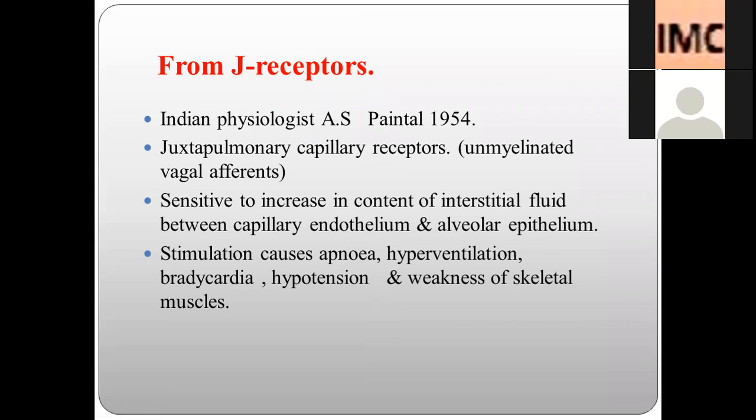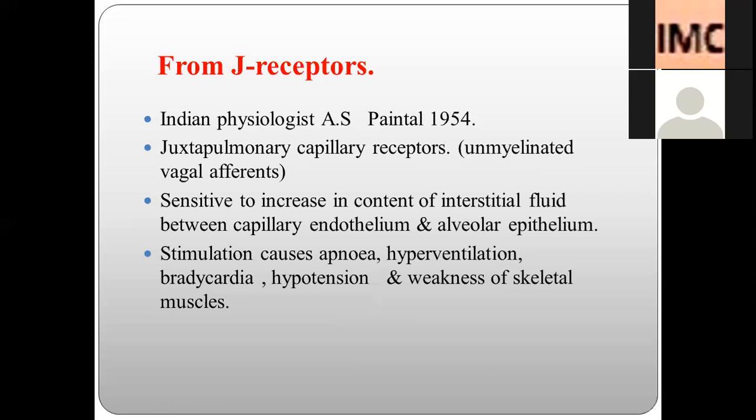These receptors are unmyelinated vagal afferents and they are present very close to the pulmonary capillaries. They are sensitive to the increase in the content of interstitial fluid. So you have the capillary endothelium on one side and the alveolar epithelium on the other side, and in between that you will have the interstitial fluid.